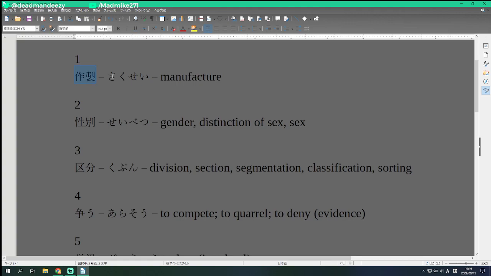Our first word of the day is sakusei. Sakusei is to manufacture, which comes from the kanji for making or producing on the left side, and on the right side we have our kanji for manufacturing. So production and manufacturing is manufacture. Sakusei is to produce, and manufacture is manufacture. Sakusei.